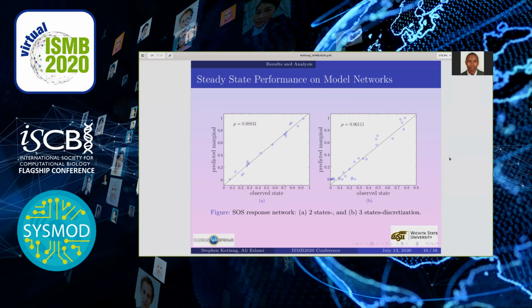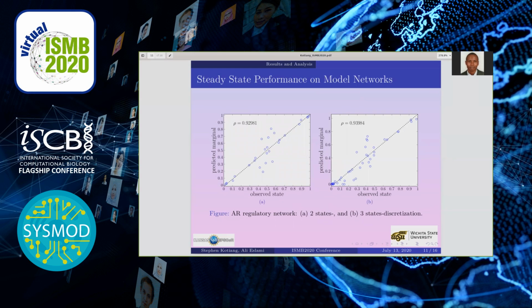Similarly, for the acid resistance regulatory network, the correlation plots are also shown. Here too, the coefficient of correlation are above 0.90, thereby again indicating good approximation of the observed states using our probabilistic model.